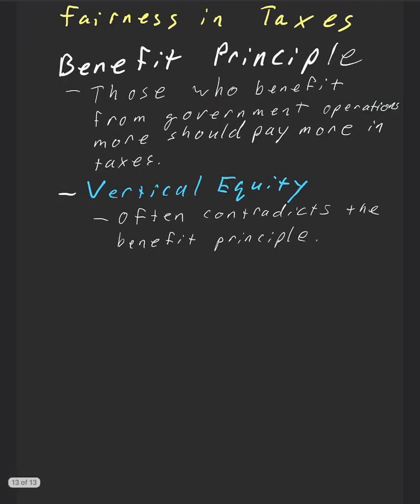Okay, and this brings us to the benefit principle, right? So we've got vertical equity, which is saying, okay, the higher income that you're making, the more well off, the more well situated you are, the more you should pay. But that can sometimes violate, or really even often does violate, the benefit principle, which is the idea that those who benefit from government operations should be the ones to pay in taxes.